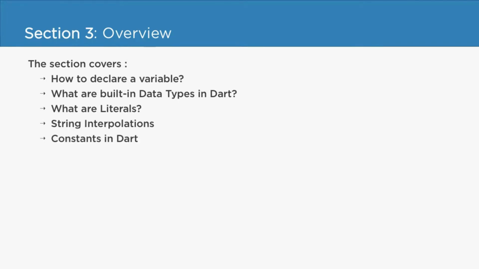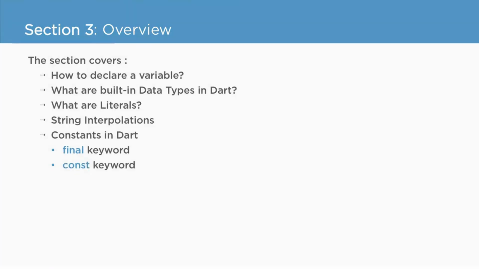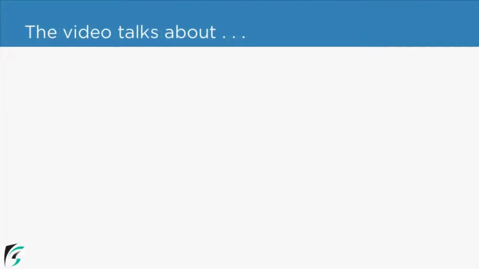we will check out what are the various ways to declare constants in Dart, that is by using the final keyword and also the constant keyword. So in this video we will check out what are the various data types in Dart and also how to declare a variable in Dart.